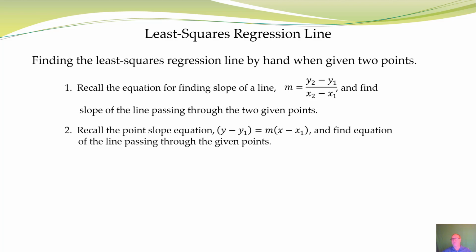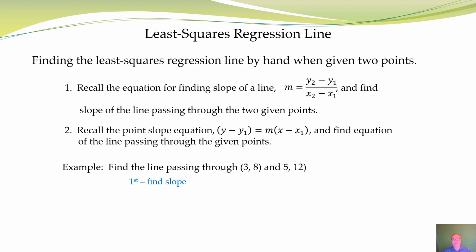Then you're going to have to recall the point slope equation. y minus y1 equals m times x minus x1, and find the equation of the line passing through the given points. This is all going back to your Algebra 1, Algebra 2 in high school. Example, find the line passing through 3, 8, and 5, 12. First, find slope. Slope is going to be 12 minus 8 over 5 minus 3, 4 over 2, which is 2, so the slope is 2.